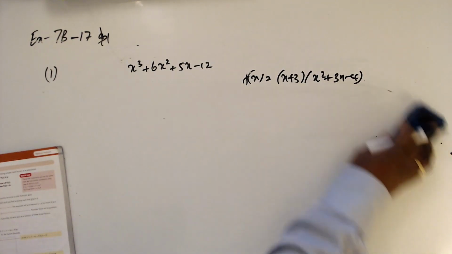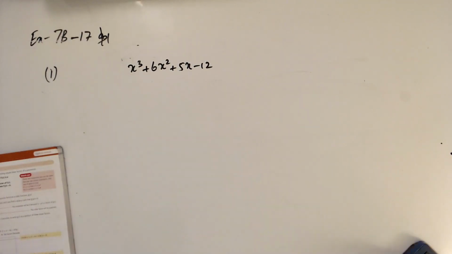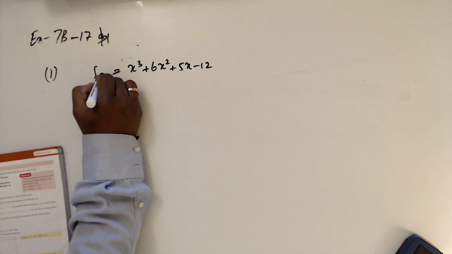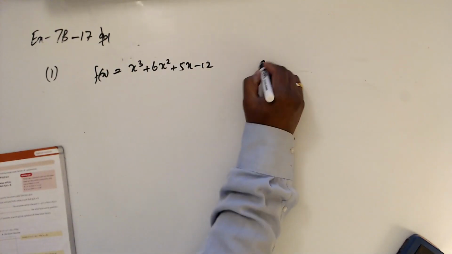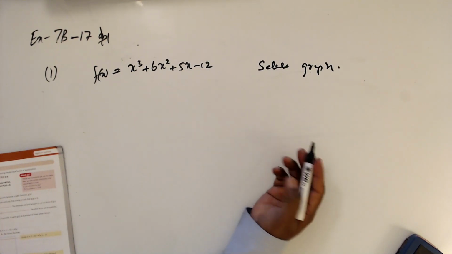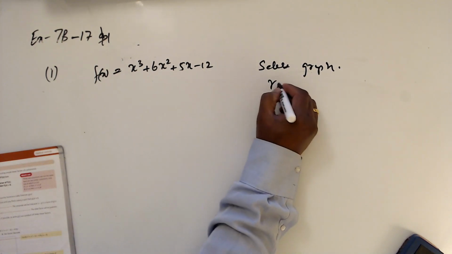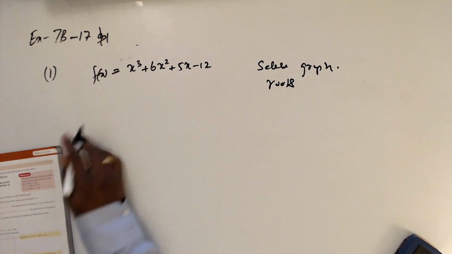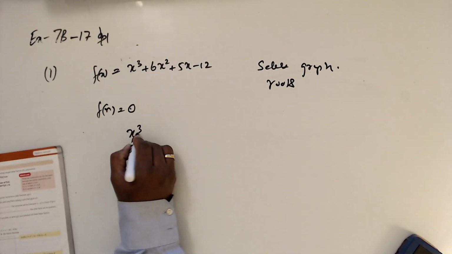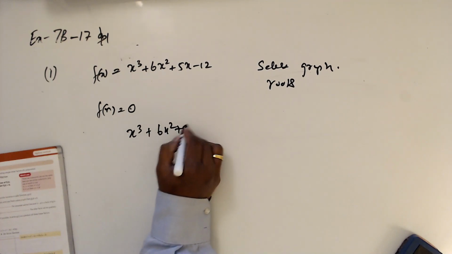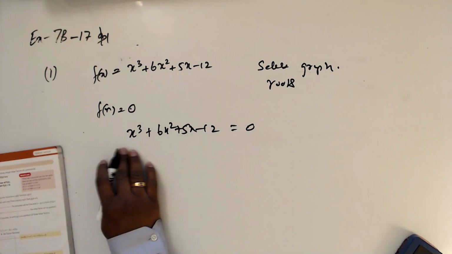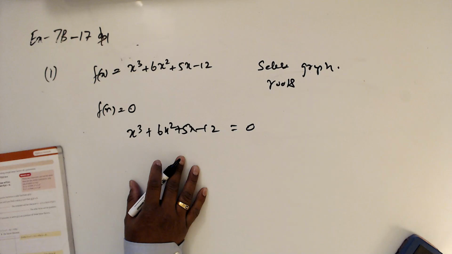I'll keep this one, okay, so I can remember this. I'll take this one as f(x). Now I will sketch the graph. One thing you want to find is the roots. How do you find the roots? You want to make f(x) equal 0. Then you write this one equals 0.